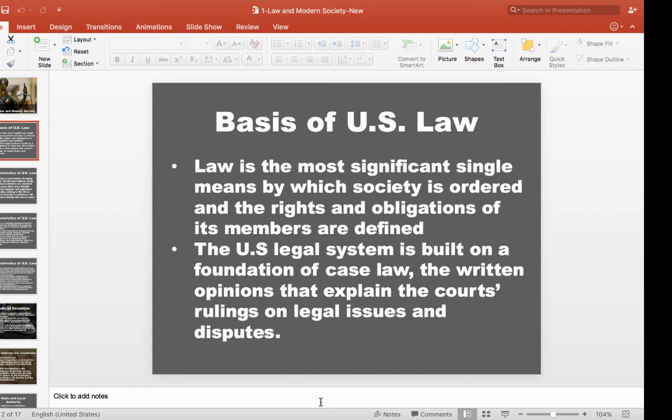So the basis of U.S. law is really the single significant means by which society is ordered, and the rights and obligations of its members are defined. And the U.S. legal system is built on what's called case law, for the most part, and that's the written opinions that explain the various courts' rulings on legal issues and disputes.